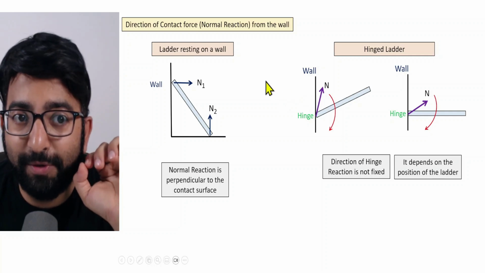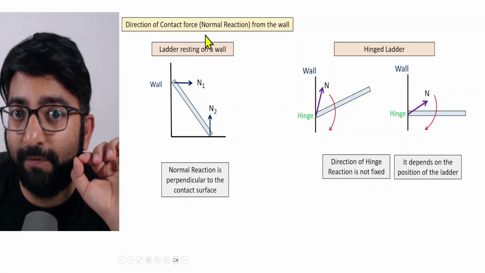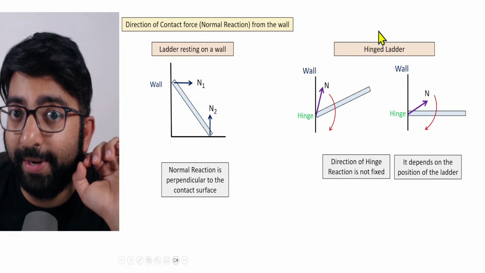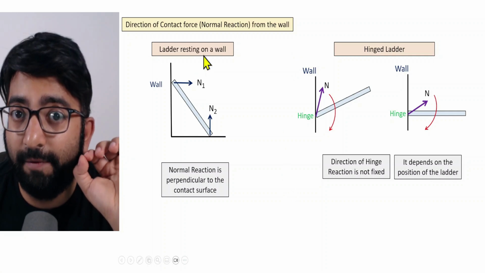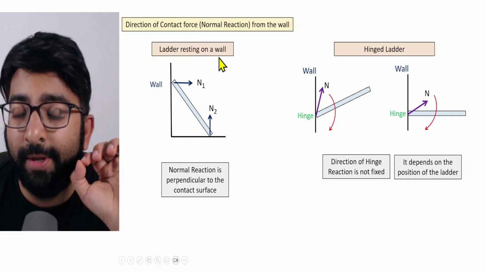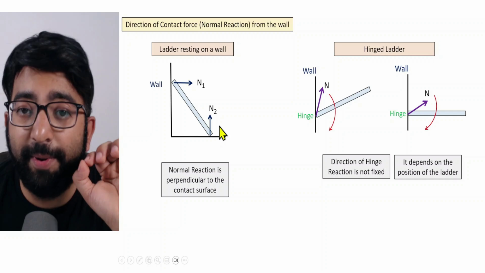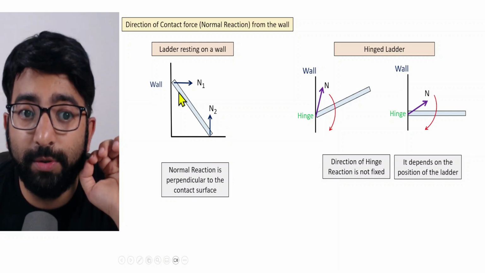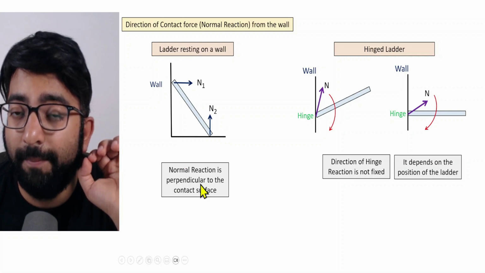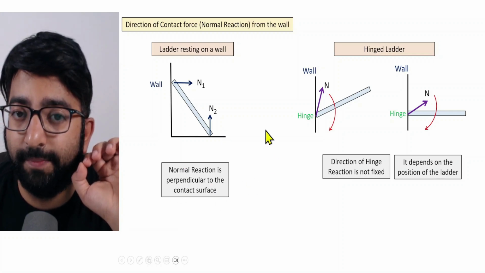And now, coming back to the concept of direction of contact force, so far we have done a few questions based on the ladder which is hinged. So now we are going to consider a question which is based on a ladder which is just resting on the wall. So there will be no hinge, which means there will be no hinge forces. So all we need to do is focus only on the normal reaction, which is always perpendicular to the contact surface. So here we go.